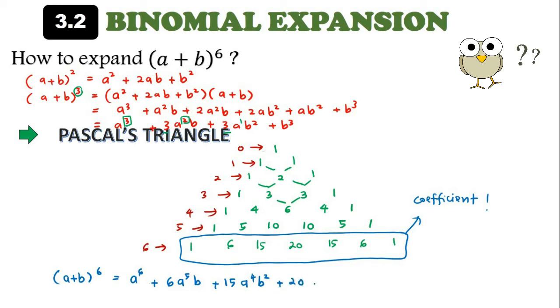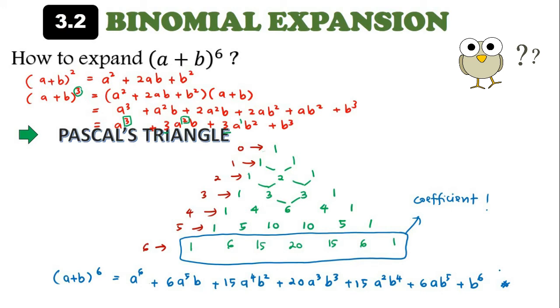again as the coefficient, so a cube, b also cube. Alright, and then 15 is the coefficient, but we have a square, b to the power of 4, plus 6a becoming power of 1 now, b to the power of 5, and at the end of it will be b to the power of 6. Okay, so this is the expansion by using Pascal's triangle.